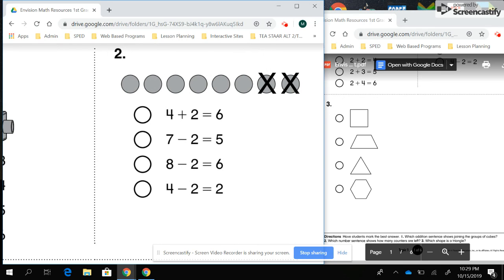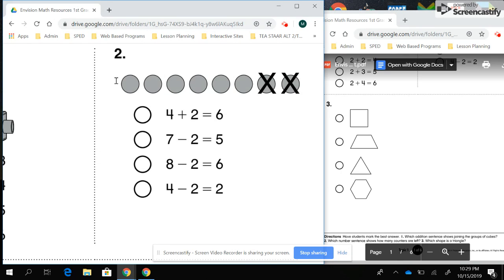Question 2. As you see, you have a group of circles at the top. However, 2 of them have been x'ed out. That means taken out. Well, tell me which number sentence tells me about how many counters are left. Again, which one of these number sentences tells me how many are left?